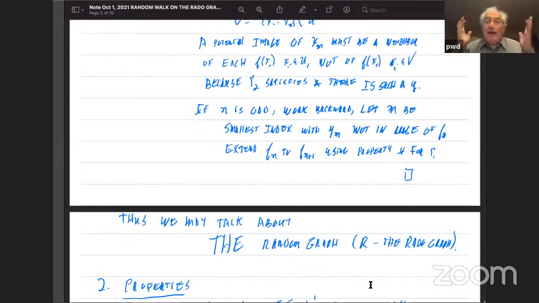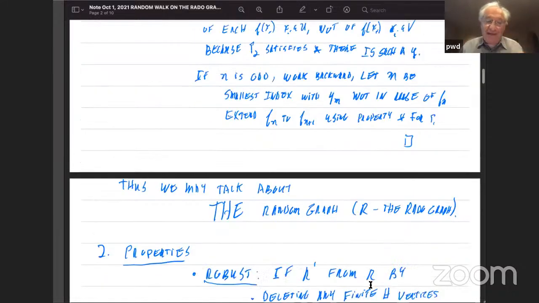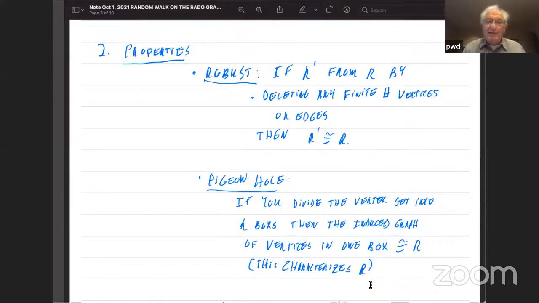We may talk about the random graph, and logicians call it R, the Rado graph, after Richard Rado. And it's sort of an amazing thing. And here are some properties that it has. First of all, it's robust. That is, if I have R, any version of it, I can delete any number of vertices and delete or add any finite number of edges, and it's still isomorphic, because you can just check property star for it. If I delete some vertices, and if I have two sets of vertices that are left, well, there's still something adjacent to the first set and not to the second.